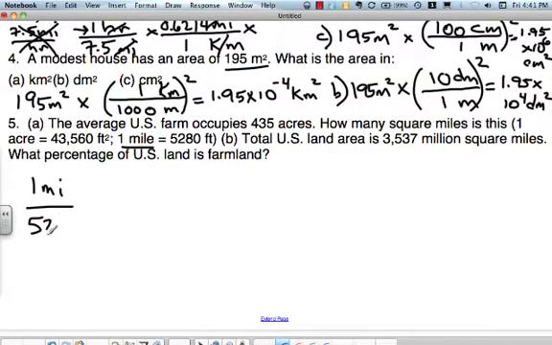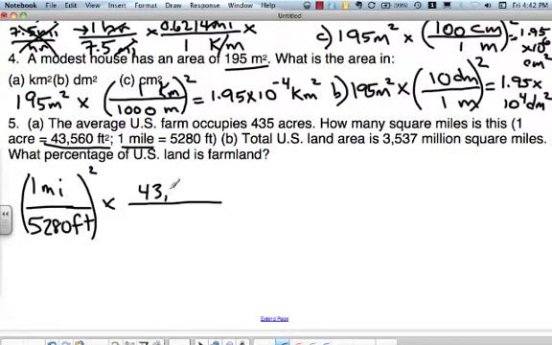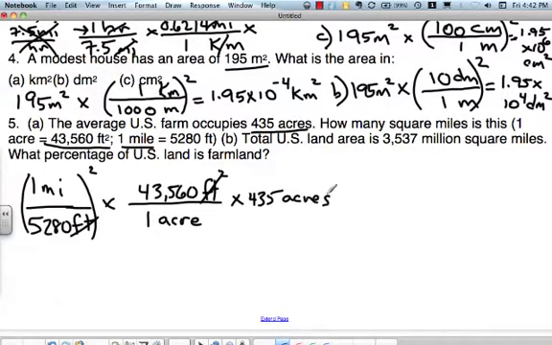5280 feet. But I don't want miles, I want square miles. So I'm going to square this. And now it gets the unit I want on top, and now I've got to get rid of square feet. So where is square feet? There it is. And now that part needs to be on top. The 43,560 stays with the feet squared, and that goes on top, and 1 acre goes on the bottom. Square feet are now gone. And now I need to get rid of acres. Where's acres? There it is. 435 acres. And once I do that, I've gotten rid of everything except for square miles, and I'm done.